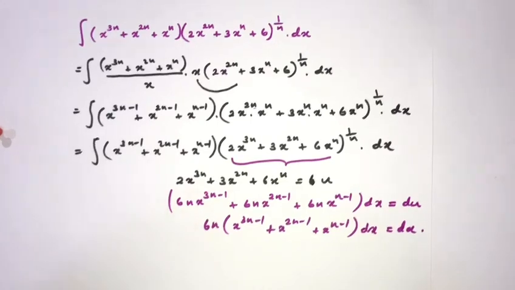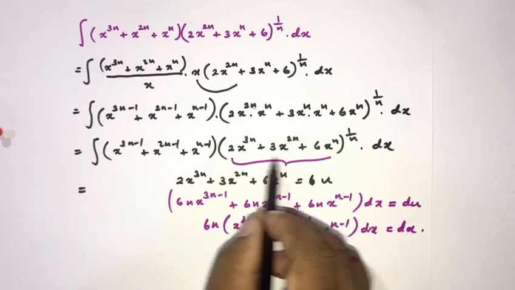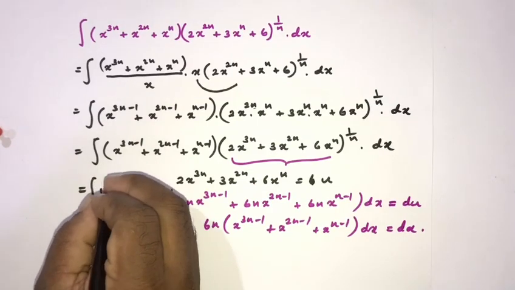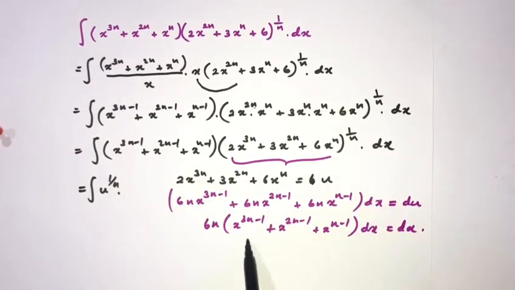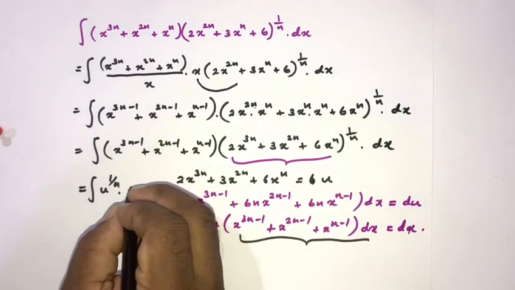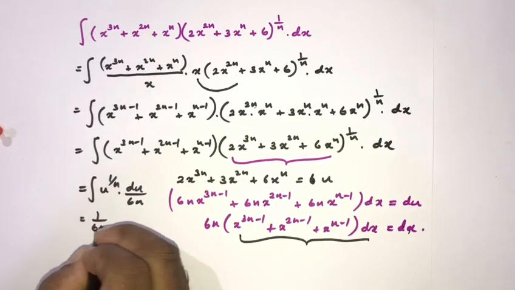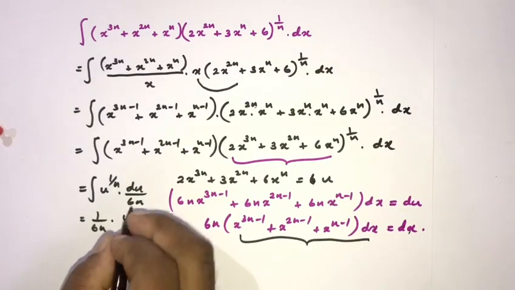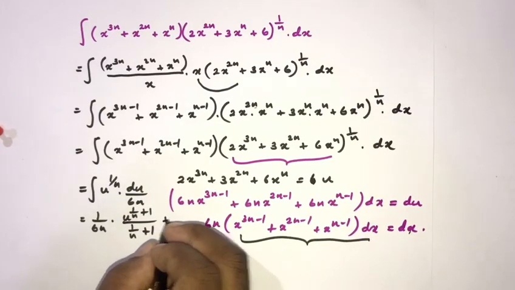Then our integral is equal to, now we know this part is equal to u, so u to the 1 over n, integral of u^(1/n) times, now this part times dx is equal to du over 6n. Now 1 over 6n is a constant, and if we integrate u^(1/n), we get u^(1/n + 1) over (1/n + 1) plus c.